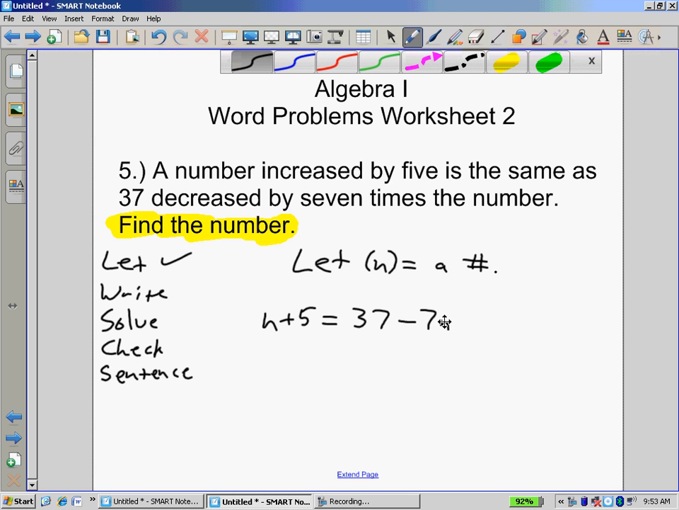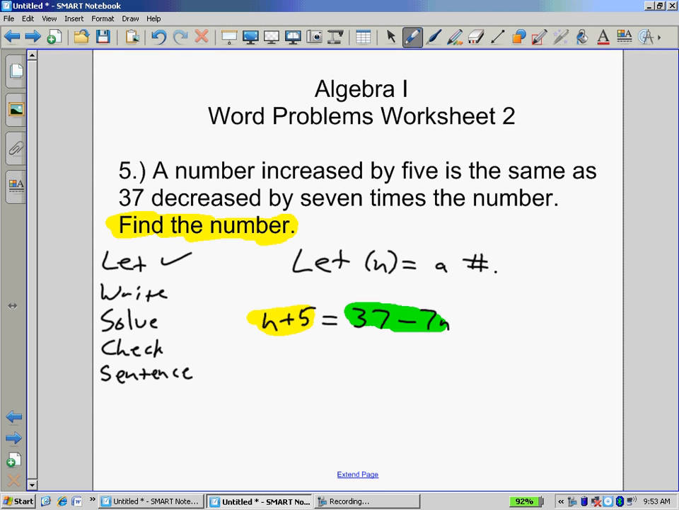First distribute, can't do that. Then combine all your like terms. Like terms are indicating on the same side. You notice on this side there are no like terms. On this side there are no like terms. Like terms would mean having the same variable combinations. So since we don't have like terms, we'll move on.